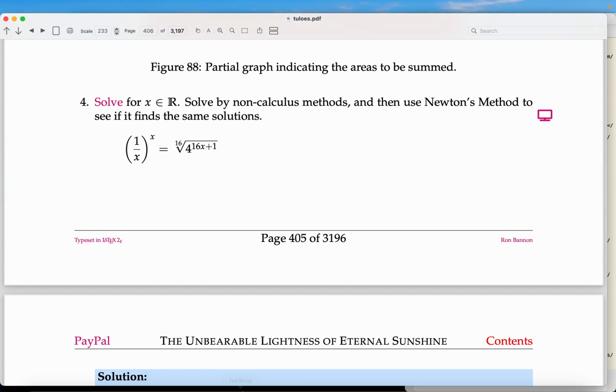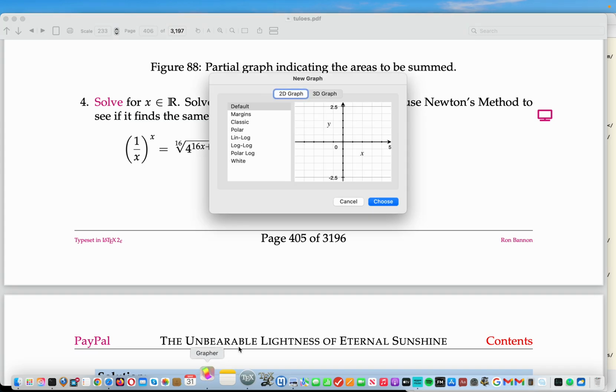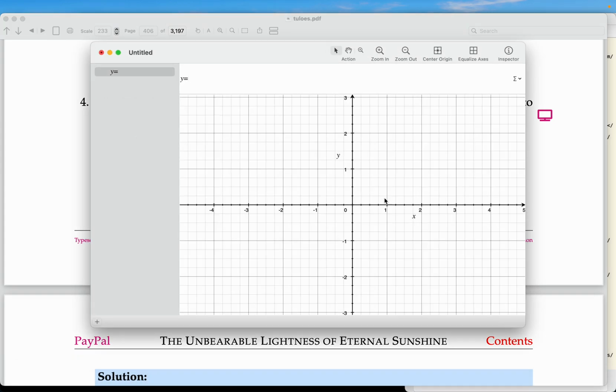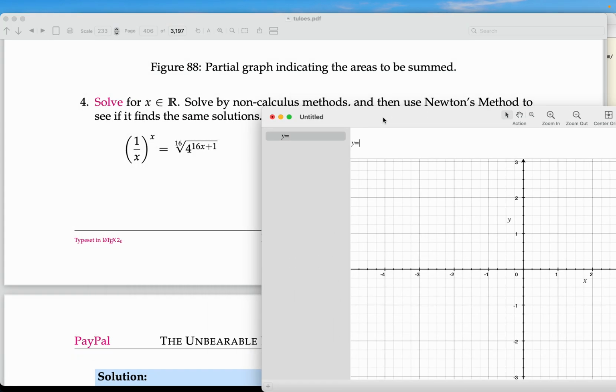So let's go to the grapher application, and let's graph it out, see what it looks like. I'm going to graph out the left-hand side, which is 1 over x to the x power. I get that picture there. And let me graph the right-hand side. That's going to be 4 raised to the 16x plus 1, and that's raised to the 1/16th power.